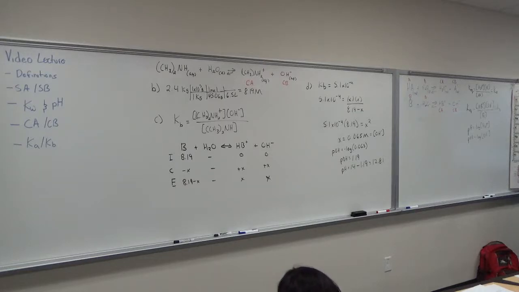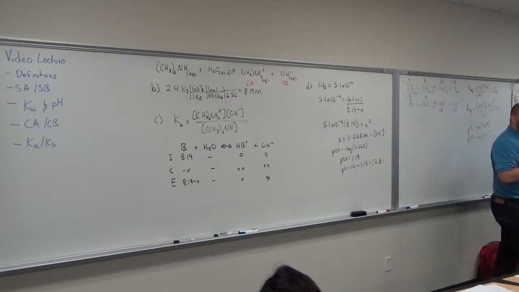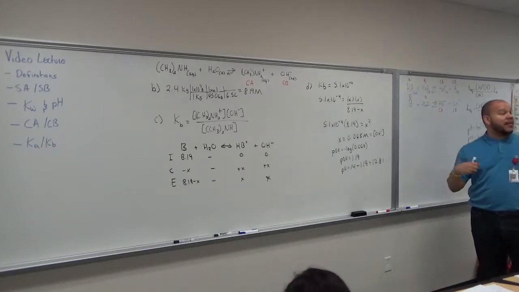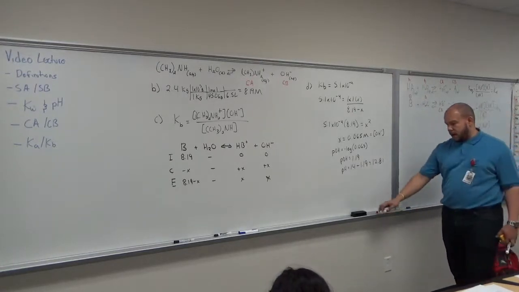Any questions about this one? The only difference here, we're dealing with a base, but the process was exactly the same. Drop X, solve for X, apply X. Now, this is all situations where you have been given Ka or Kb and somebody asks you to determine pH, right? So the next example, 5, we're going to do kind of the opposite. We're going to go the opposite direction. All right.